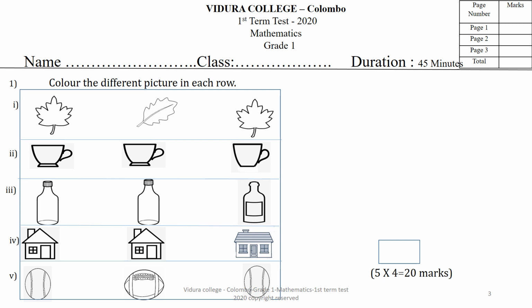Keep your finger on Roman number 5. In this line, there are some balls. And there's a different ball. Find the different picture and color it. Okay, Pute. Did you finish? Right. We'll go to the second question.